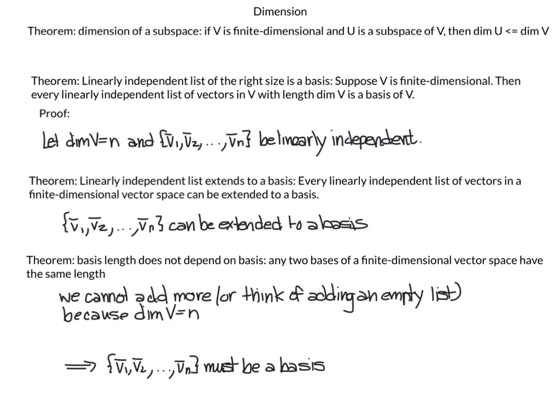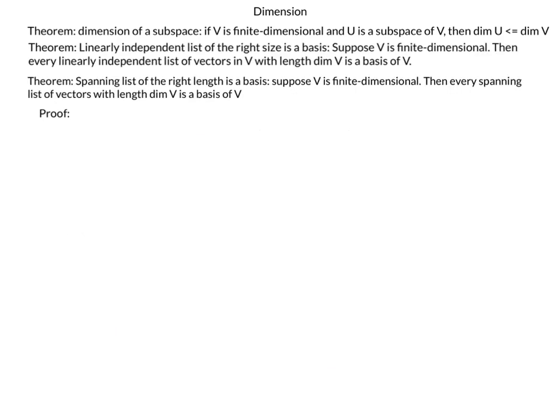This next theorem is a corresponding theorem that a spanning list of the right length is a basis. Suppose V is finite dimensional, then every spanning list of vectors with length dimension V is a basis of V. We start off the proof very similarly. We say the dimension of V is equal to n, and then we have n vectors that span our space V. So this is our candidate set for our bases.